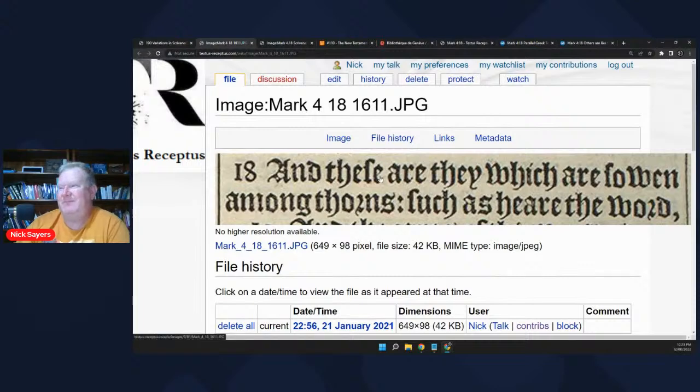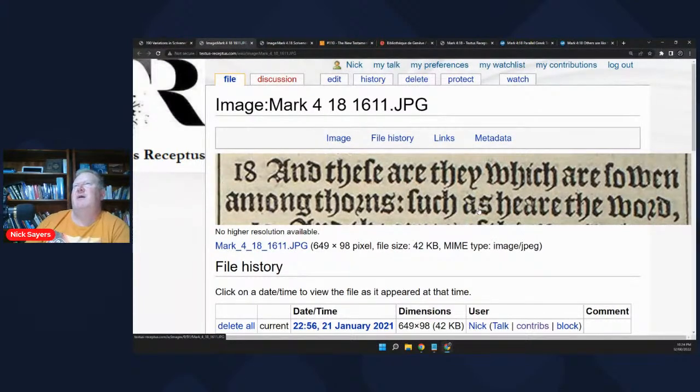These are they which are sown among thorns. And then it has such as hear the word of God. So it's basically the exact same words as "these are they which hear the word of God", but instead of just repeating what they've got there, they have "such as". And so the King James uses this type of terminology.